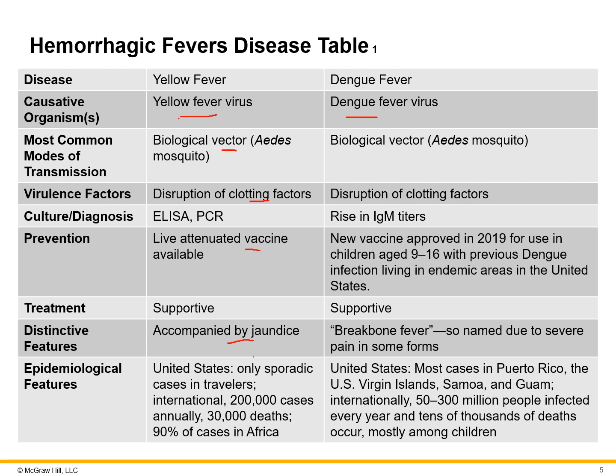Dengue is caused by dengue fever virus. Again, a little easier to remember these. Also carried by that mosquito, and still disrupting those clotting factors. There is a new vaccine that's available for individuals living in endemic areas and in the United States. Again, supportive care. A little distinctive feature: breakbone fever was named due to the severe pain in some of the forms, so it feels as if the bones are actually breaking.